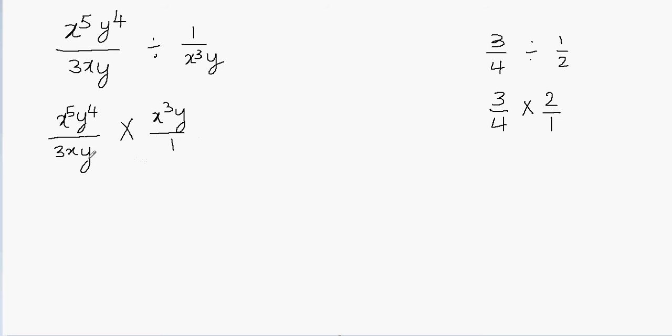Now, time to simplify this. Let's see, do we have something common in the numerator and the denominator? Yes, I do see y, and the y and y will cancel out each other. And what is left in the numerator? I have x raised to the power 5 times y raised to the power 4 times x cubed. And then in the denominator, I have 3x times 1. Well, 3x times 1 will be just 3x. So I'm going to write this as 3x.